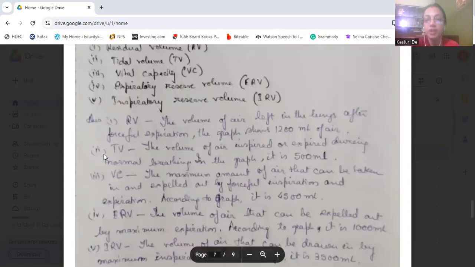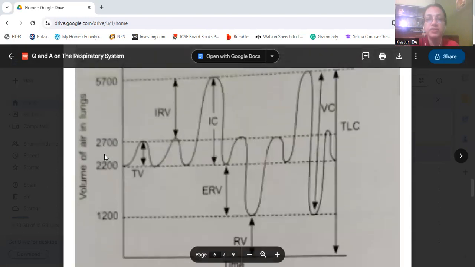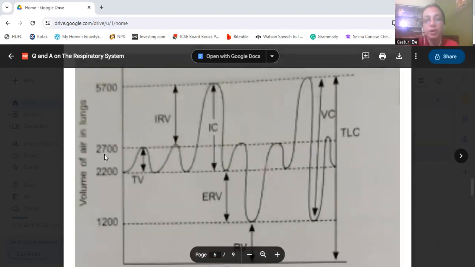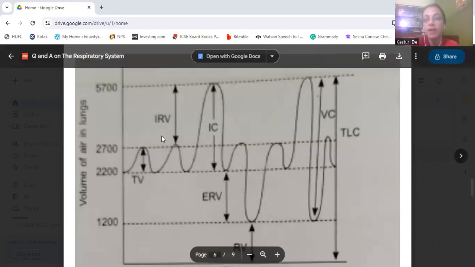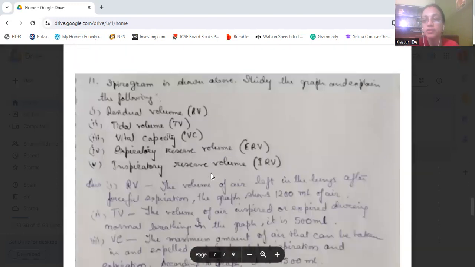Yes, it should be 3000, not 3500. IRV is from 2700 to 5700. That is 3000. It's not 3500, it's 3000 ml.